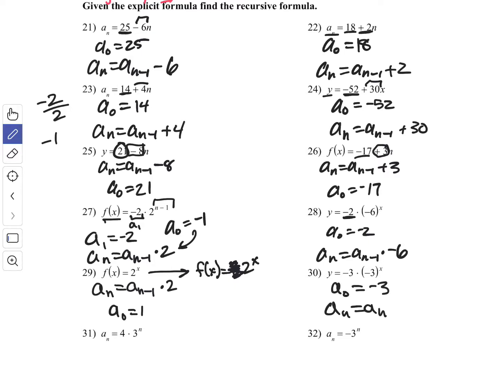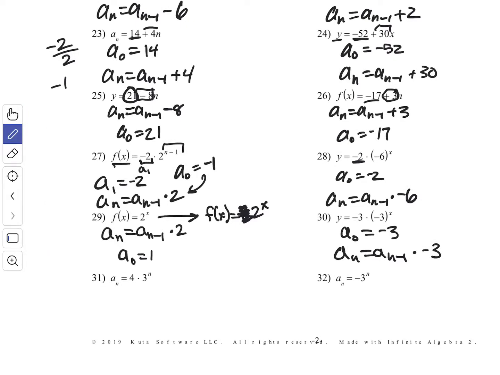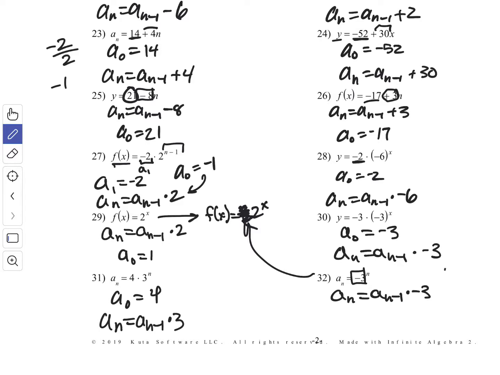Okay, 30, a sub 0 equals negative 3. A sub n equals a sub n minus 1 times negative 3. Pretty easy when they're the same exact numbers, huh? And then I believe, yep, those are our last. So a sub 0 equals 4. A sub n equals a sub n minus 1 times 3. Okay, again, we just see the growth. So times negative 3. But like we did up here, it's really 1 times negative 3 to the n. So a sub 0 equals 1. Alright guys, there we have it.